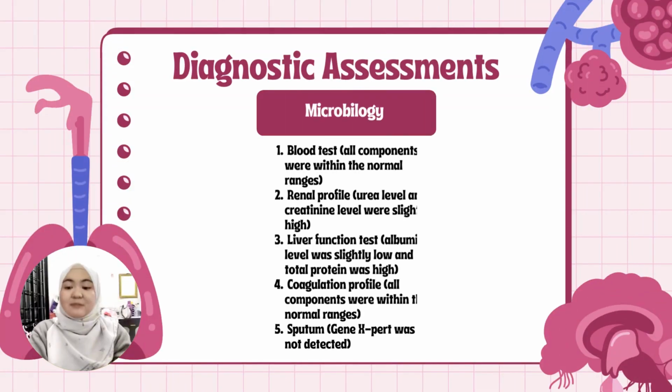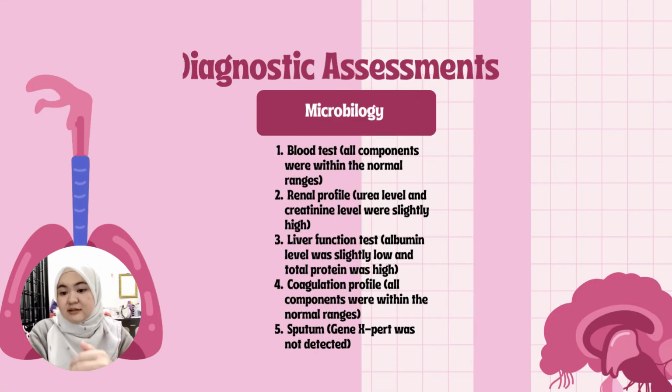The laboratory and the microbiological investigation were also performed. So first, the blood test and the coagulation profile show all the components were within the normal range. The renal profile shows urea level and creatinine level were slightly high. The liver function test shows the albumin level was slightly low and total protein was high. And the sputum GeneXpert was not detected.